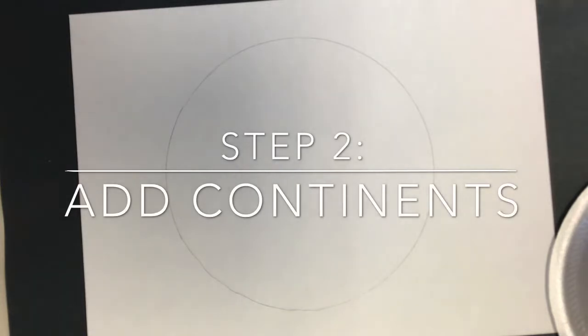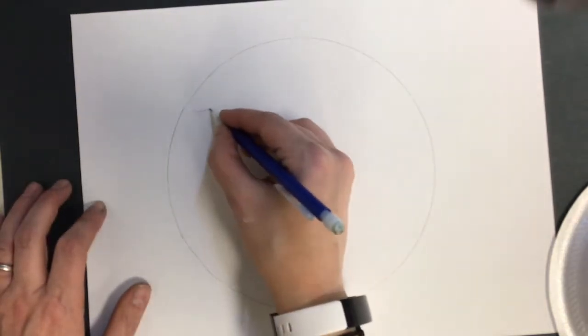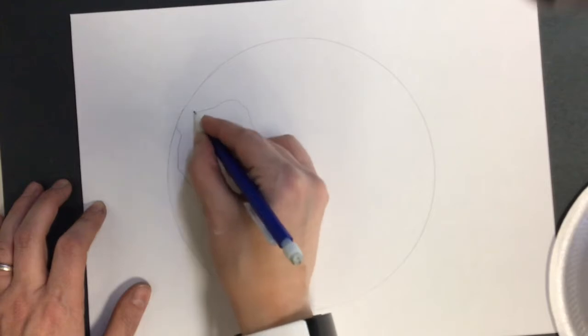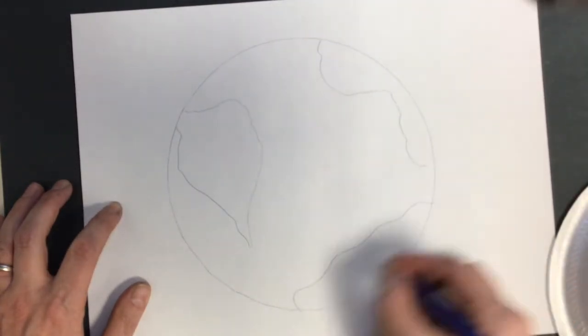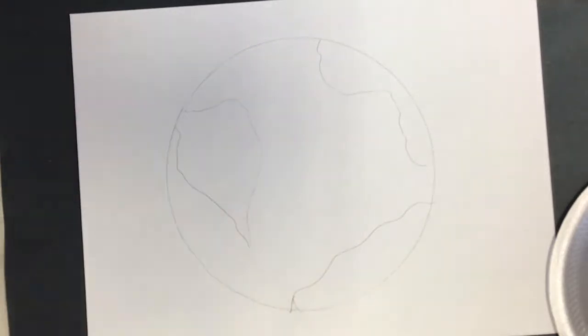Step number 2, add continents. For mine, I'm going to be drawing realistic continents from our Earth, South America, Africa, and Antarctica, but you can create imaginary continents if you would like.